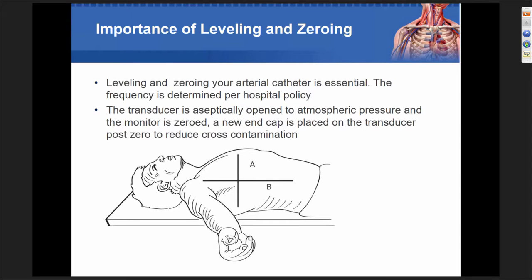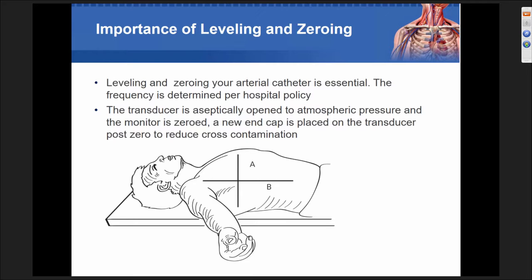So I want you to think about this for a second, all of you that level and zero your arterial catheter. So I'm entering the patient's room. Hi, Mr. Jones. Hi to his family. I go to the pressure transducer. I look down. I turn the stopcock up to the upward position. I open it to air. I put the cap in my hand. You know that's what we do.